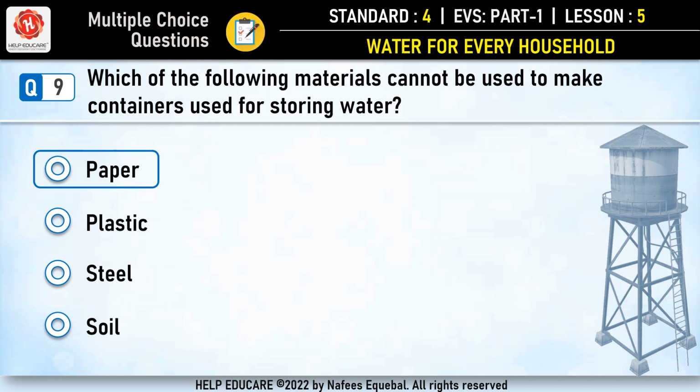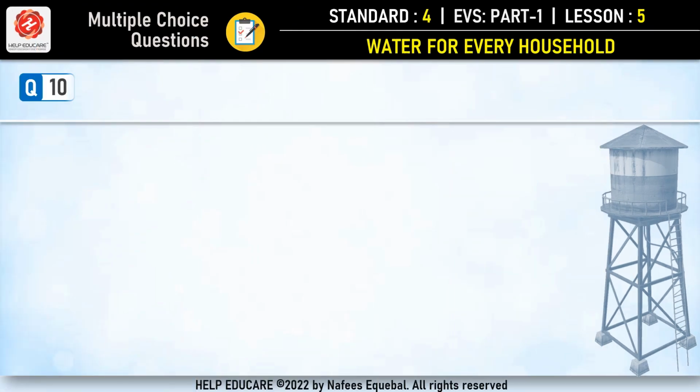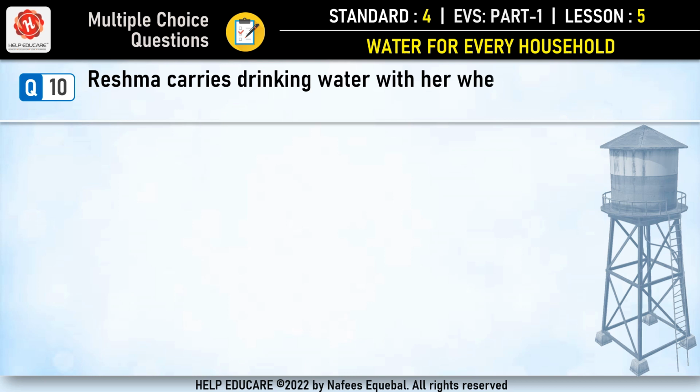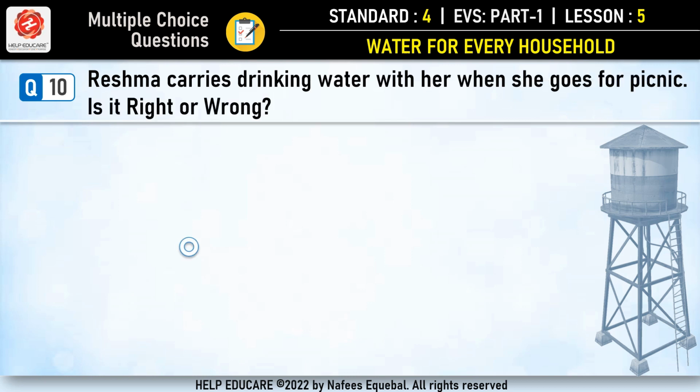Correct answer is paper. Question number 10. Rashma carries drinking water with her when she goes for picnic. Is it right or wrong? First option, right. Second option, wrong.